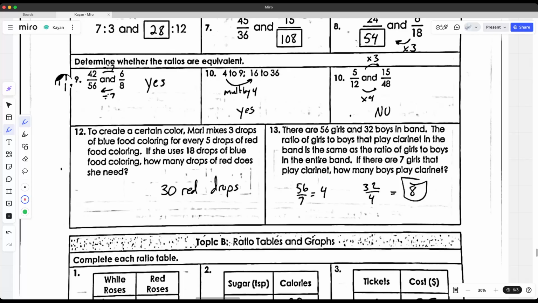All right. To create a certain color, Marie mixes 3 drops of blue for every 5 drops of red. So I'm going to write that like this: 3 blue to 5 red, right over here to remind myself. If she uses 18 drops of blue, it's got to go in the top because I've got blues in the top. Blue to red. I want blue to red. And I'll put an X there for the red drops. So how to solve that? Eek. It's complicated. We've got fractions and a variable and an equation.